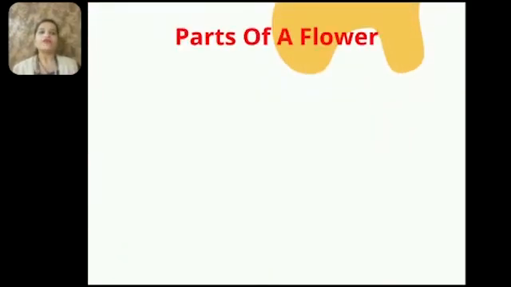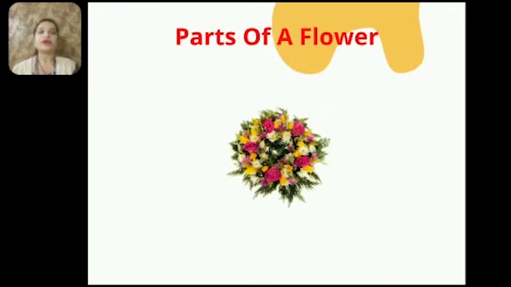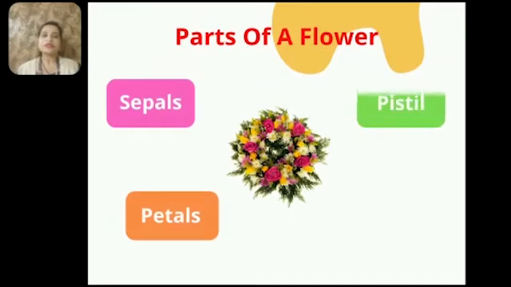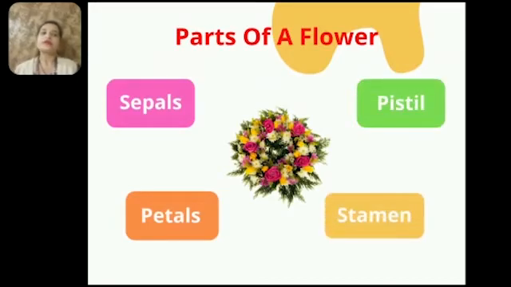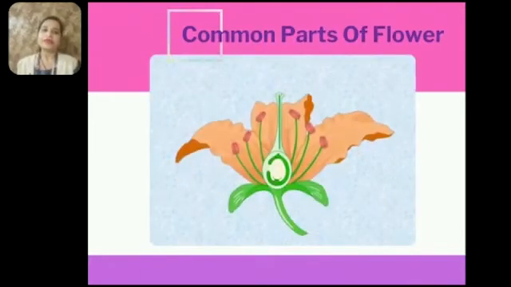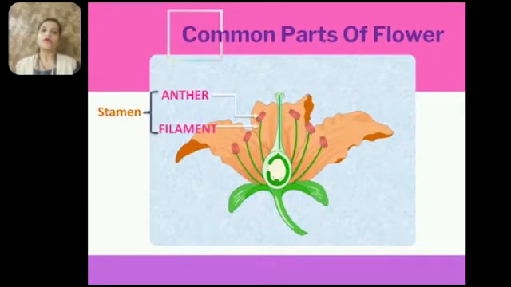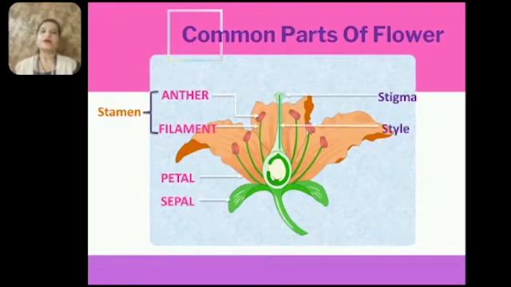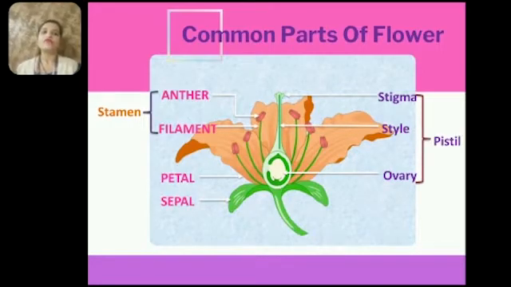There are four main parts of a flower. They are sepals, petals, pistil and stamen. Let us understand parts of a flower. Anther and filament are the parts of stamen. Stigma, style and ovary are the parts of pistil.